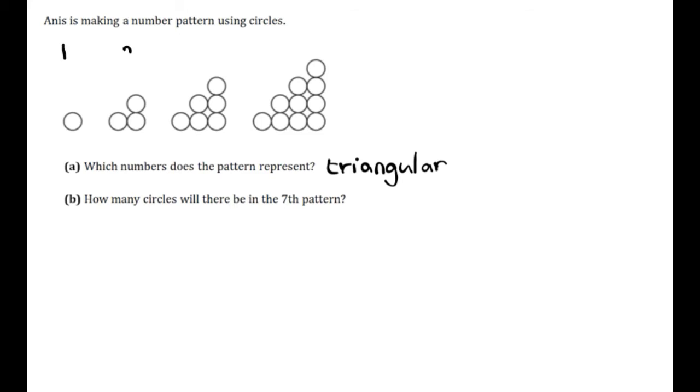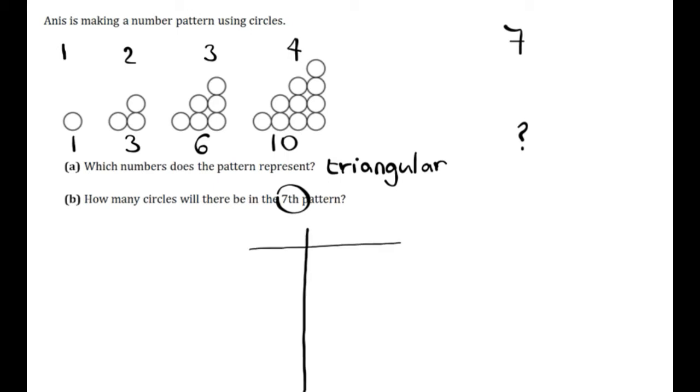We have the first 4 patterns, and we want to write down how many circles are in each. But we're looking for the 7th pattern. We won't draw the patterns, but let's instead make a quick table. So in the left-hand column, we write down the pattern number, and in the right-hand column, the number of circles. Pattern 1, that has 1. Pattern 2 has 3. Pattern 3 has 6. Pattern 4 has 10.